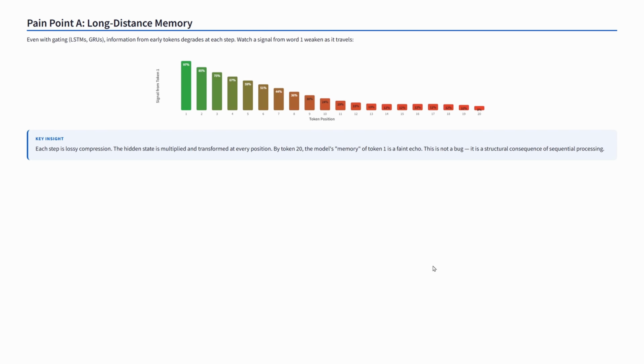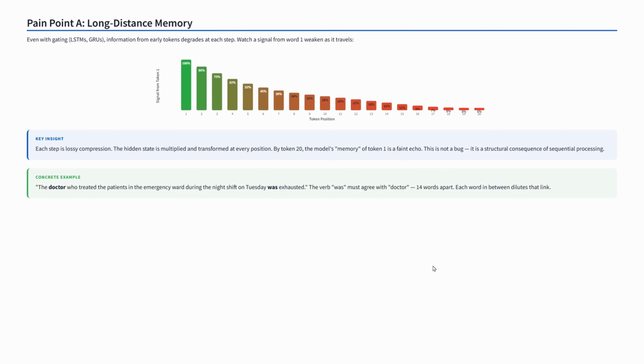Now, this isn't a software bug you can patch. This is a structural consequence of how recurrent networks process information. Each step acts like a lossy compression. The hidden state gets multiplied and transformed at every single position, and with each multiplication, distant information slowly fades away. Even LSTMs and GRUs, which were specifically designed to fight this problem, only reduce the degradation, they don't eliminate it.